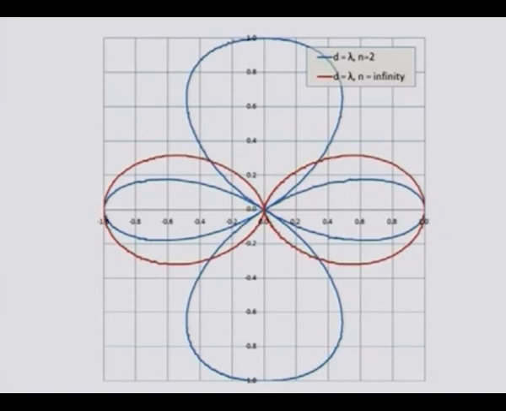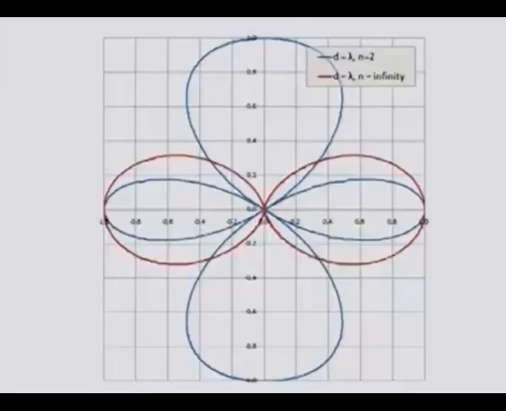Because of this distributed array and because of the presence of a very large number of sources, what we find is that the intensity of sound which is being propagated in the 90-degree direction and also in the 270-degree direction has gone down to virtually 0 as reflected by the red curve.